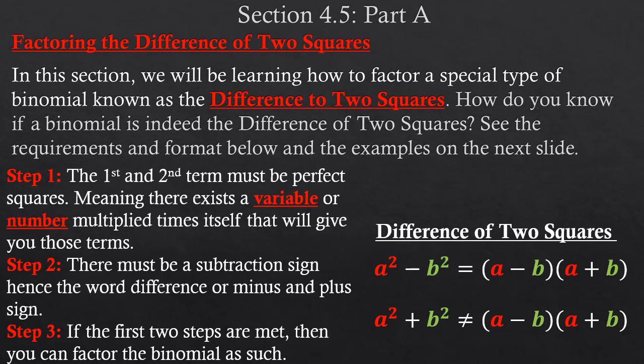Now, what is not the difference of squares is a squared plus b squared. That does not equal a minus b and a plus b. Remember, one of the requirements for the difference of two squares says you must have a minus sign in the middle, not a plus sign in the middle. Please do not get these two mixed up, because you're going to factor incorrectly and you're going to be marked off and penalized for that.